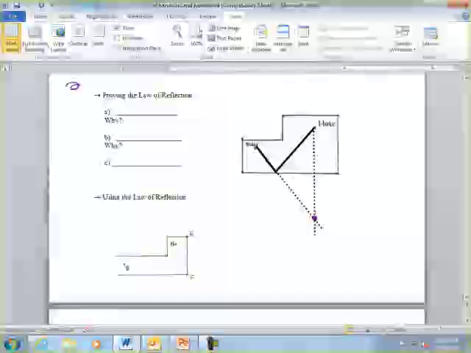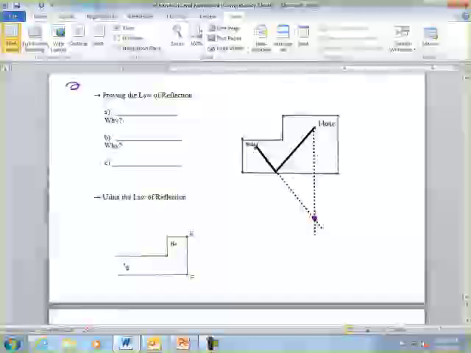So the process is reflect the hole, not the ball. A lot of students do this backwards. Reflect the hole over the wall you want to bounce off of, and then connect the ball to that reflection point, connect the bounce to then the hole.